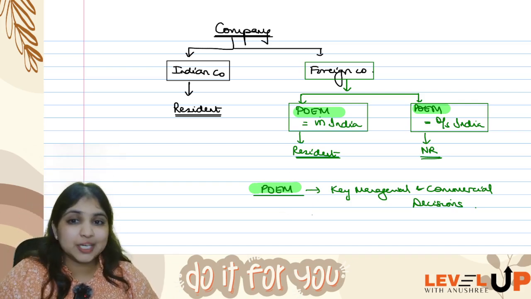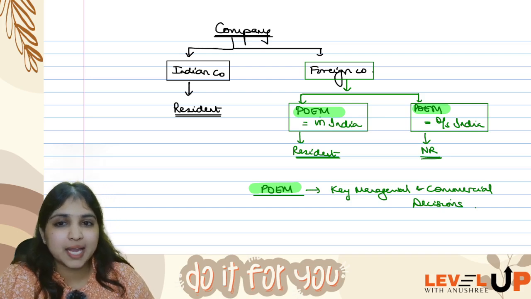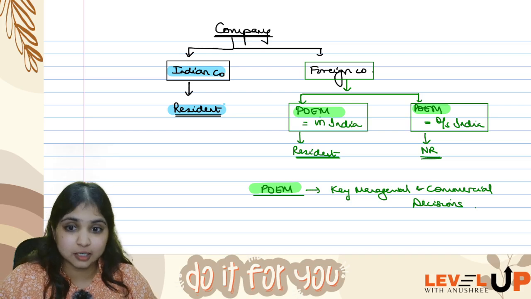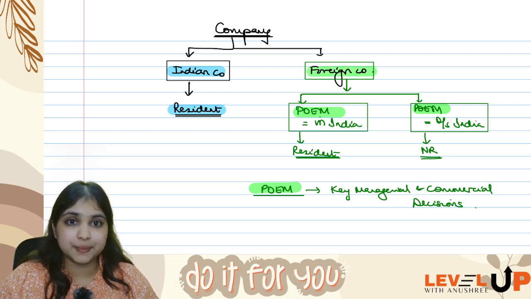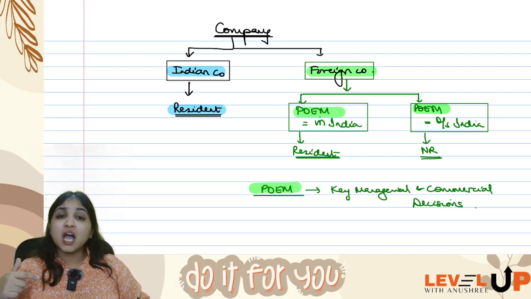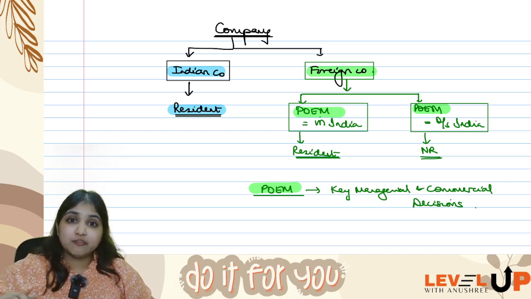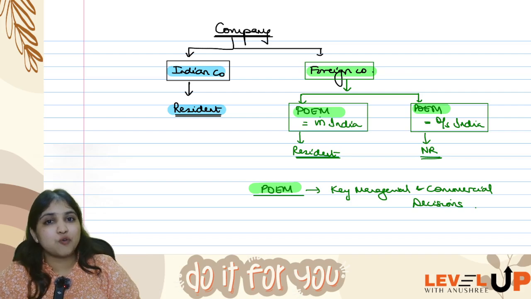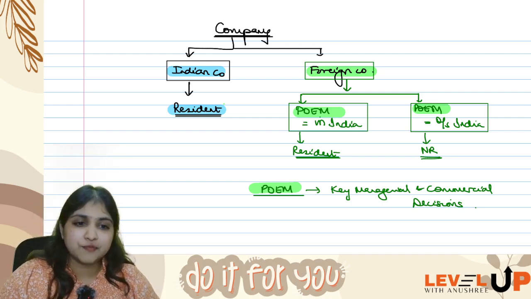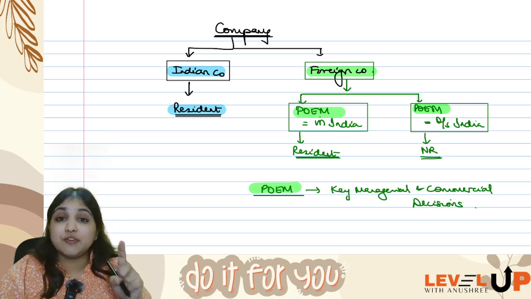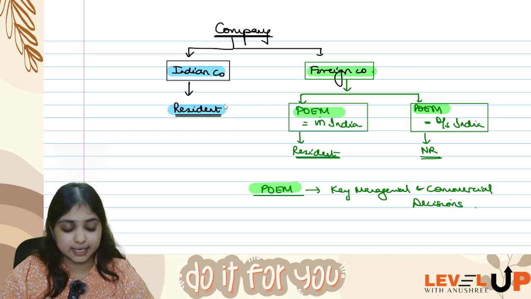So in the examination we will first check whether the company is an Indian company or a foreign company. If it's an Indian company, I don't have to check anything else. I can straight away conclude that it is a resident. However, if it is a foreign company, then I'll have to go a step deeper. I'll have to check where the place of effective management of the company is. If the place of effective management is in India, then the foreign company will become a resident. If it is outside India, then the foreign company will be a non-resident. Place of effective management means a place where key managerial and commercial decisions are taken.